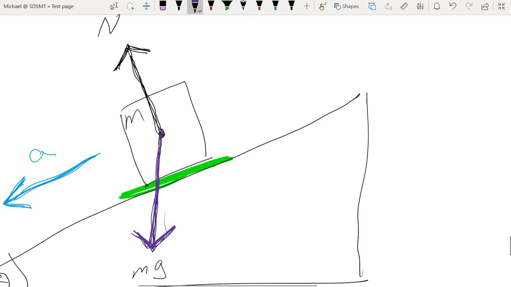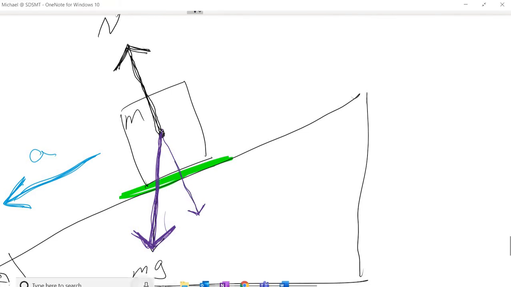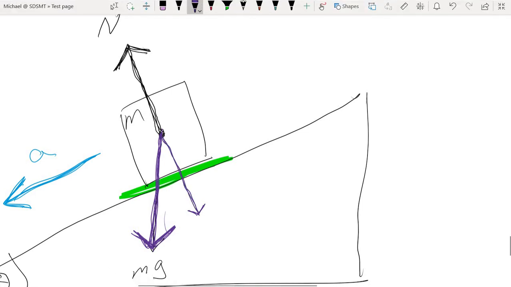So a perpendicular component would look like this. You need a component that runs perpendicular to the incline, and then I need a component that runs parallel to the incline. So right there. So this would be the y component of our weight, and this would be the x component of our weight.